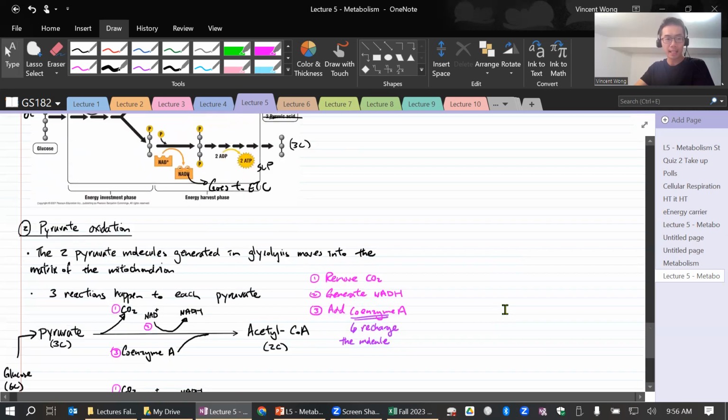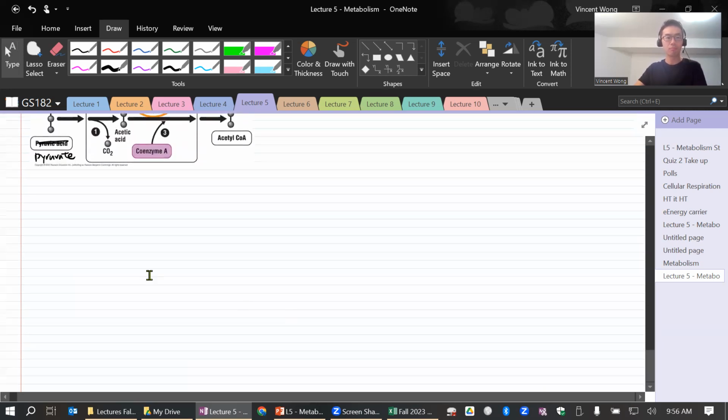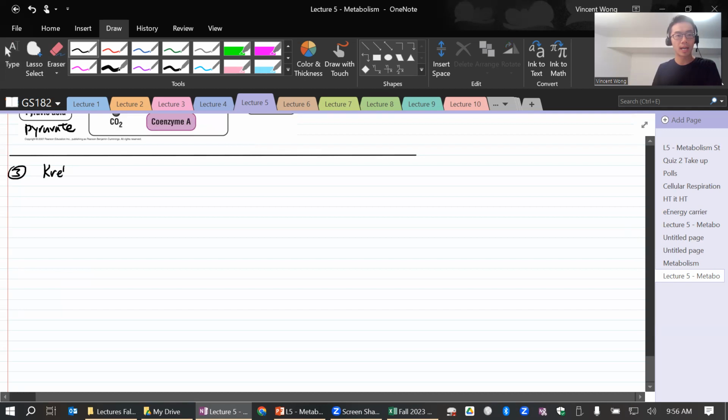We are already in the matrix, so these acetyl-CoA can just continue to react within the matrix. That's where the third step is going to be. They don't need to go to another place. So step number 3, Krebs cycle, which is also known as the citric acid cycle. All right.